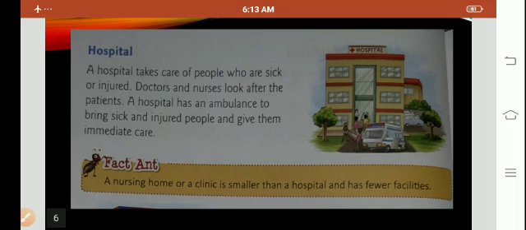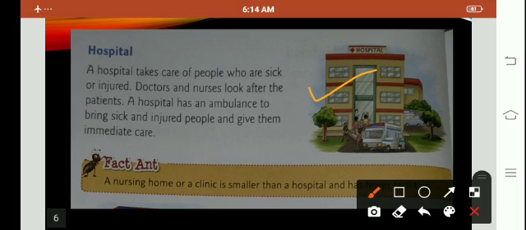So, we all know that a hospital is a place where good care of sick and injured people is taken. Doctors and nurses look after the patient, and an ambulance is provided to bring sick and injured people to the hospital and give them proper care and take immediate care of the patients. So this is the picture of the hospital. You can also see the ambulance over here. So this is another service which is found in a neighborhood.